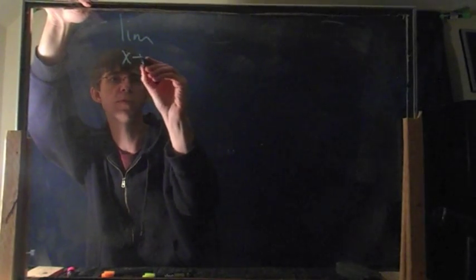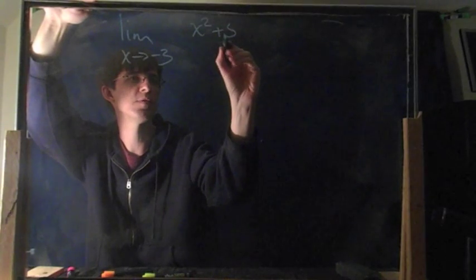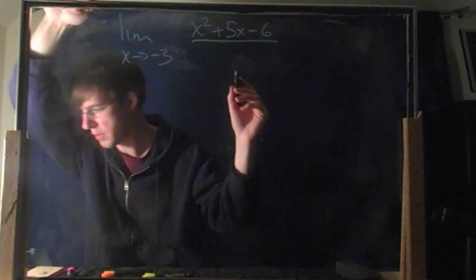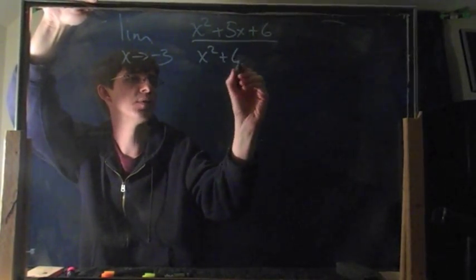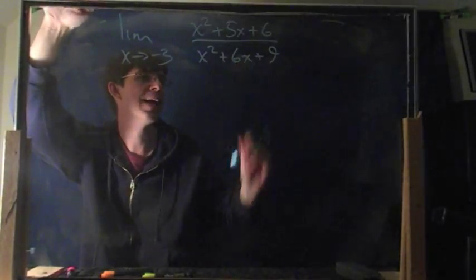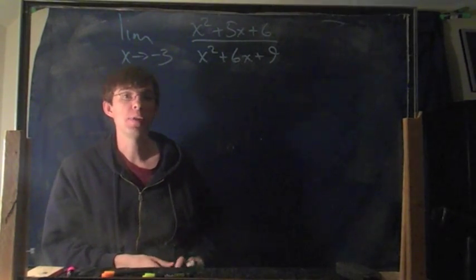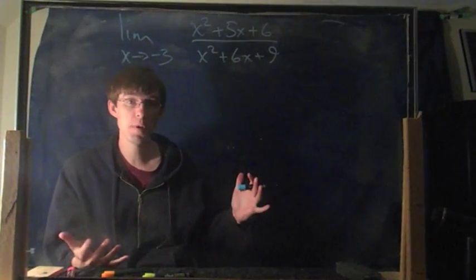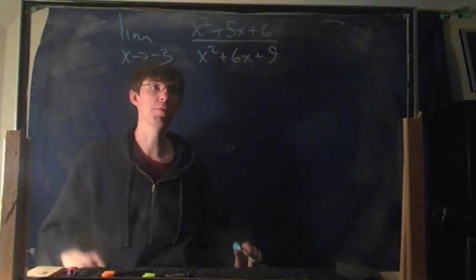How about this one? Limit as x goes to -3 of x squared plus 5x plus 6, sorry, I meant plus 6 up there, over x squared plus 6x plus 9. All right? Let's do it. As we did before, the first thing you should try is just plug this number in here. If you get a real number as the answer, then that's the answer, and back away slowly, right? You're done at that point.